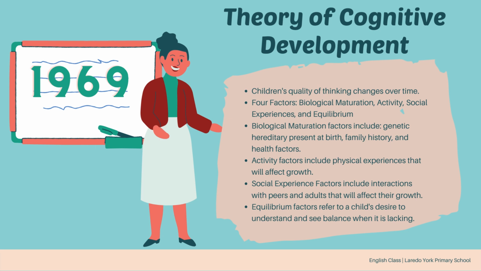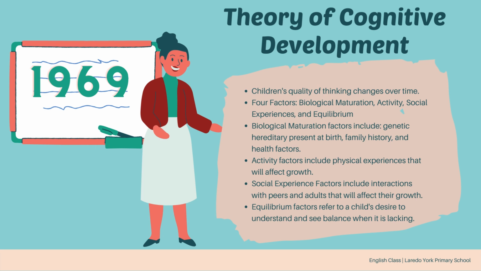a second. Biological maturation factors include genetic, hereditary, present at birth, family history, and health factors. I think that this is a very important factor to consider within this theory because of different learning disabilities present at birth. Activity factors include physical experiences that will affect growth, which reminds me of Maslow's hierarchy of needs and the impact that physical activity has on student learning.